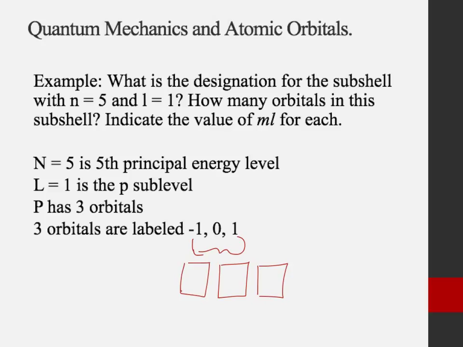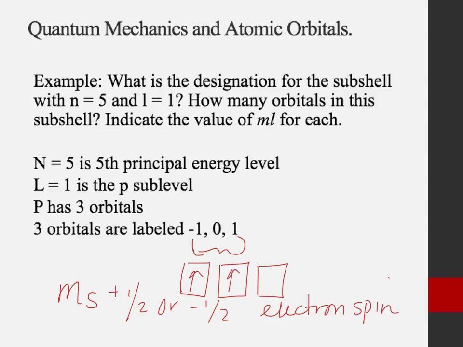And there's another value that we haven't talked about called m sub s, and this can have a notation of +1/2 or -1/2. And this has to do with the electron spin. One is spinning counterclockwise and the other is spinning clockwise. So if I had electrons in each of these, one of these would be +1/2 and the other would be -1/2 for the m sub s. All right.